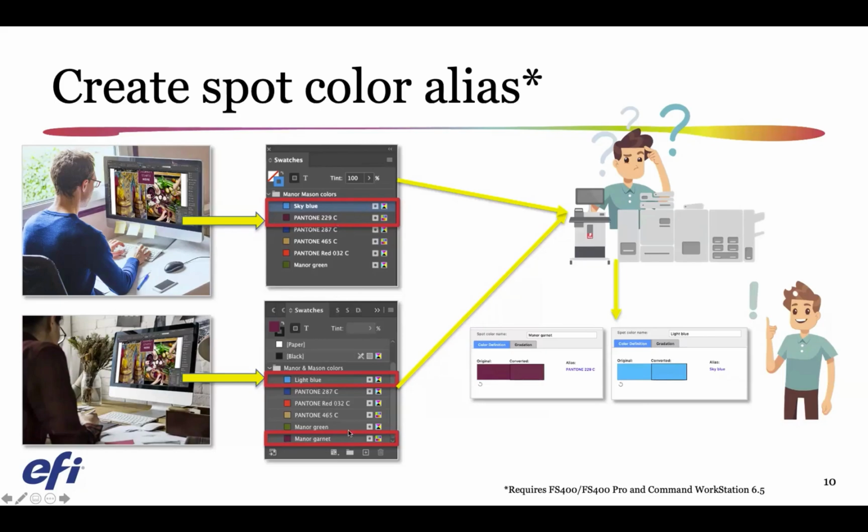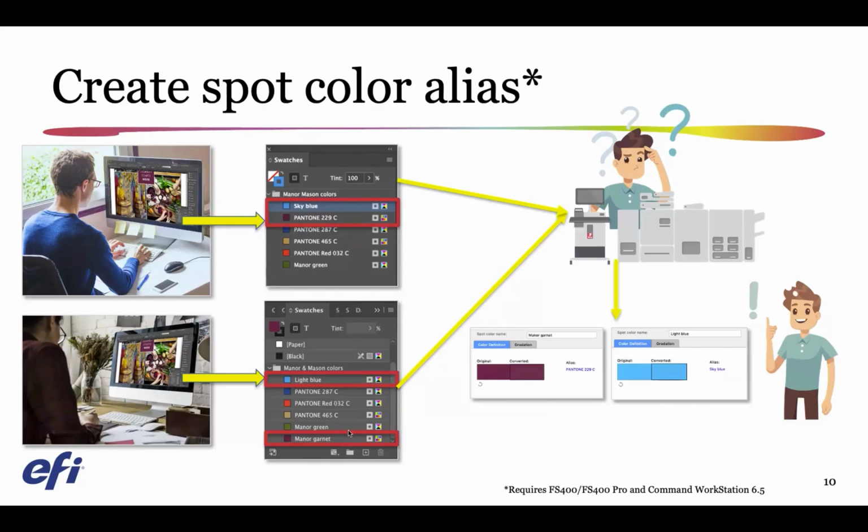Well, the print service provider knows that sky blue and Pantone 229C match what's in the customer's spot color group on their Fiery server. So you can create an alias for each color to map it to the correct color so it always prints consistently, which saves work on both the designer and the pre-press or press operator's part.